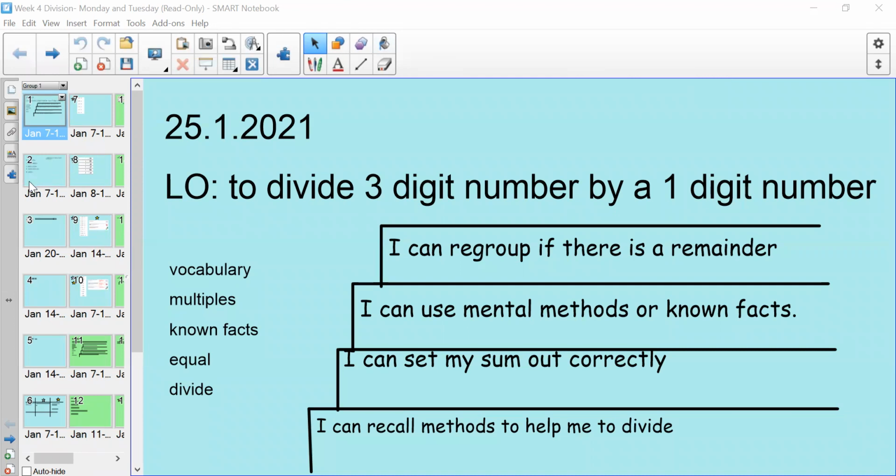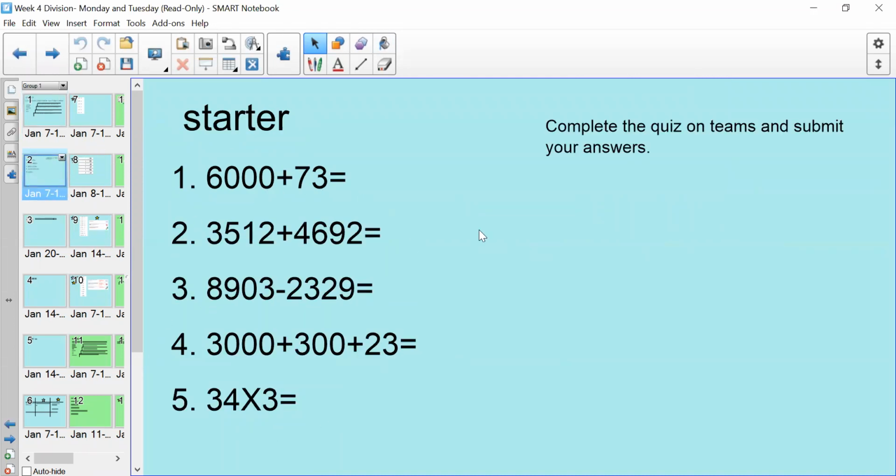So to begin with, we're going to be doing our starter. If you have access to Microsoft Teams, you need to go and complete the quiz on Teams and then submit your answers, and they will automatically go to your teacher. If you do not have access to Teams yet, you can do the same starter on a piece of paper at your table where you are now. I know some of you have done the quiz already. Just make sure that you only do the quiz on the day that it is for. Okay, so pause the video. If you've got access to Teams, go and do the quiz and then come back to the video to carry on with the lesson.